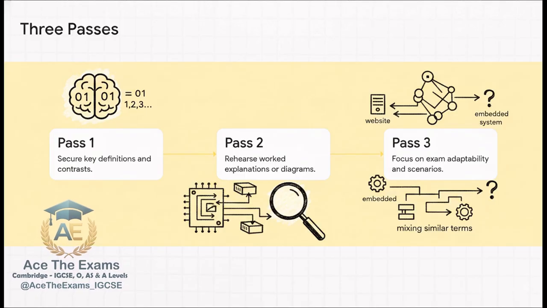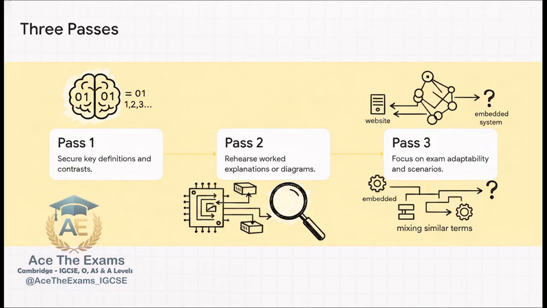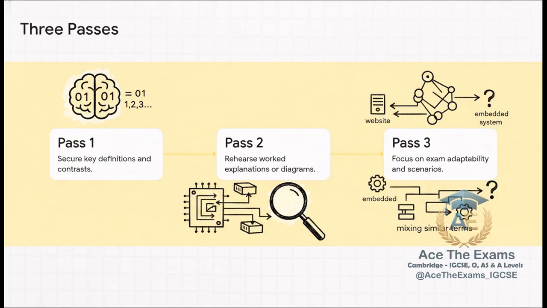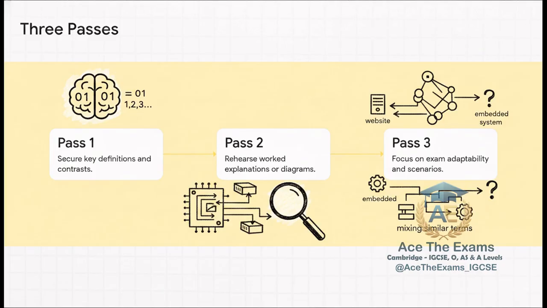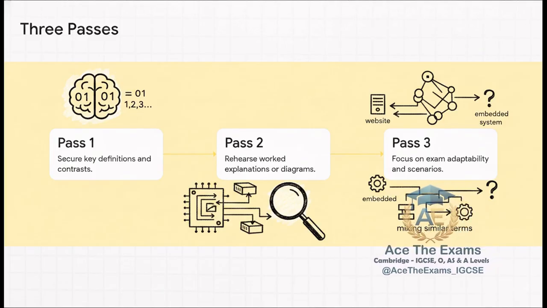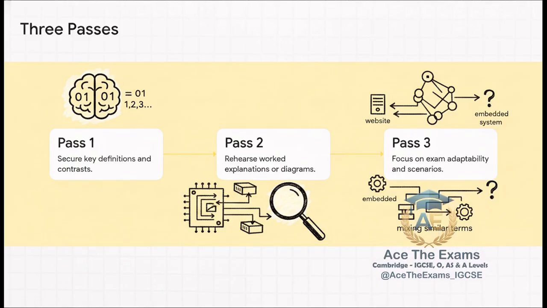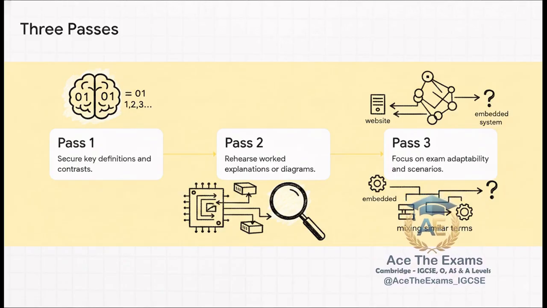it is simply because you haven't layered your revision properly yet. And that is exactly what the 3-pass revision cycle is designed to fix. This layered style is incredible because your final pass actively mixes similar terms, deliberately changes the scenario on you, and forces you to verbally justify your choices. This perfectly mirrors the applied reasoning you'll face in the actual exam.